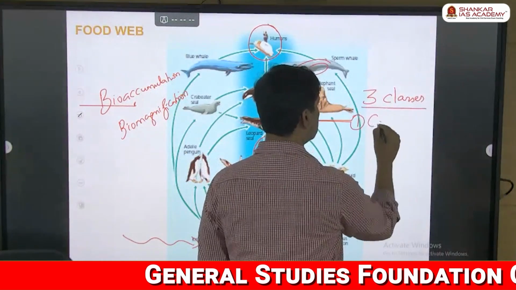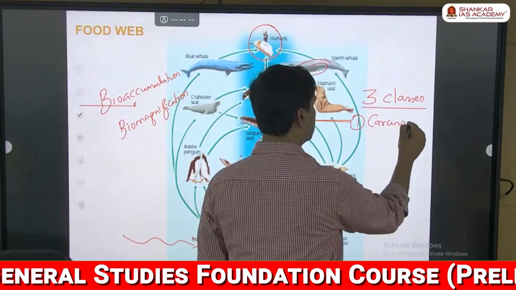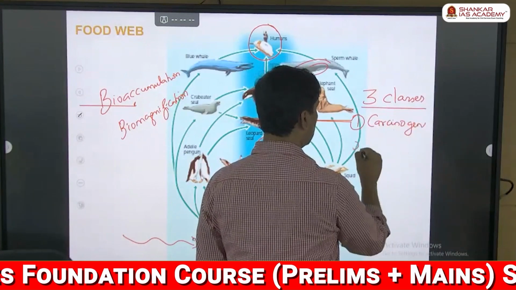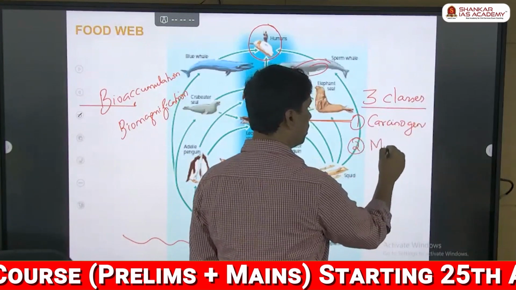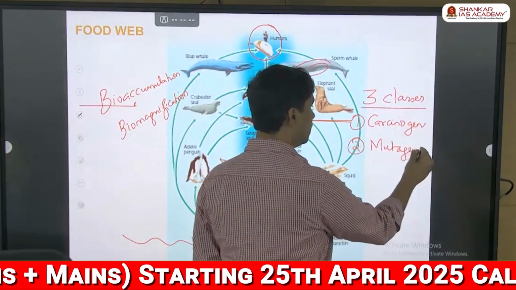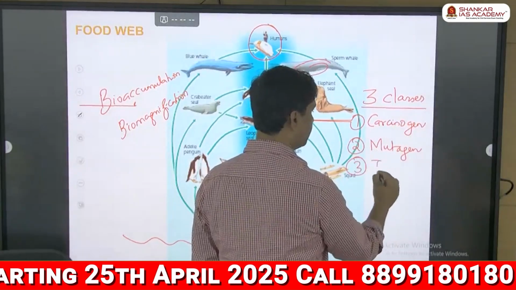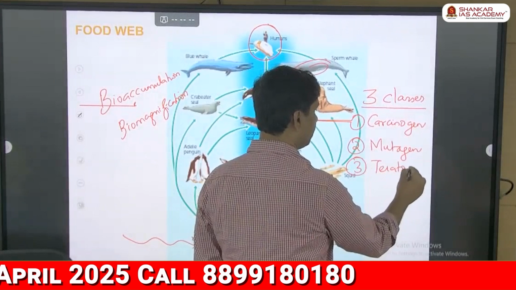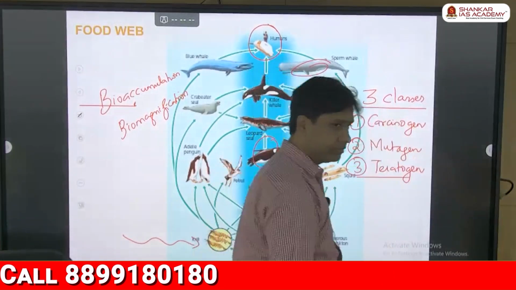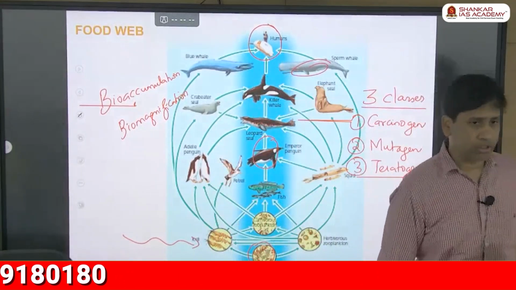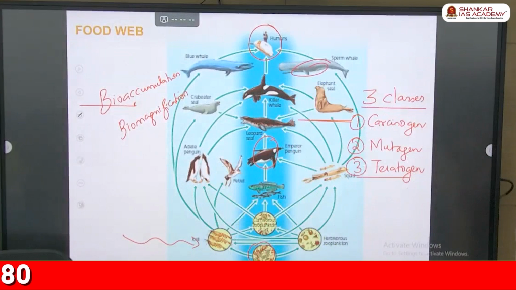Number 1, carcinogen. Number 2, mutagen. Number 3, teratogen. Carcinogen, mutagen, teratogen. I hope you would have heard about carcinogen, a cancer causing substance.